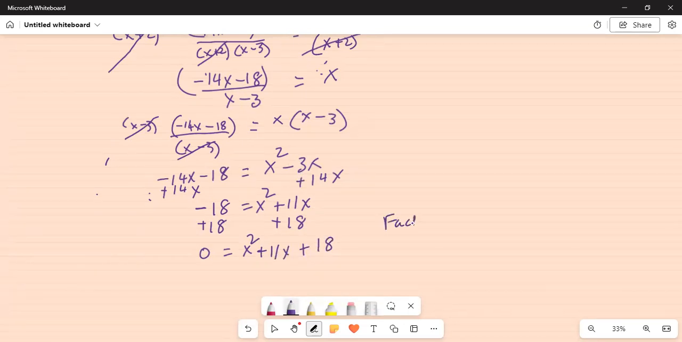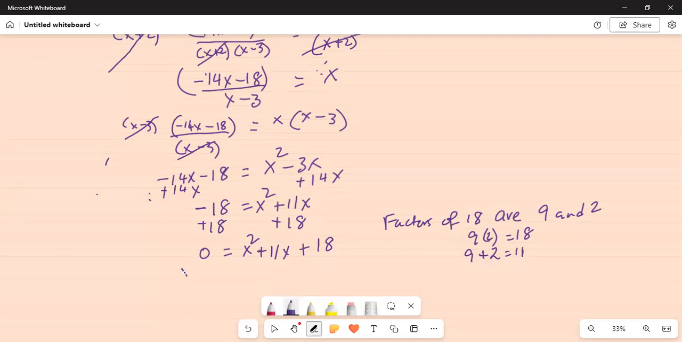Factors of 18 are 9 and 2. 9 times 2 is 18. Also 9 plus 2, sorry, 9 plus 2 is 11. Notice 11 is the coefficient of x. So I can write this, x squared plus 11x plus 18 is equal to 0.